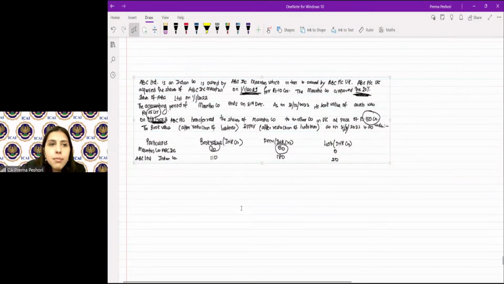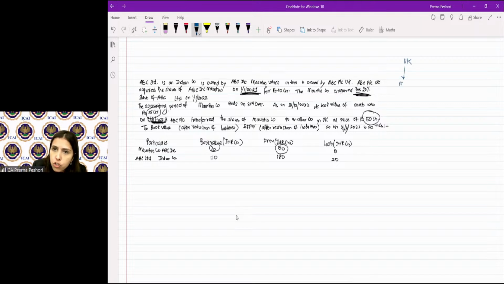Okay. ABC Limited is an Indian company, owned by ABC Inc. Mauritius, which is in turn owned by ABC PLC UK. The UK company acquired the shares of the Mauritius company on 1st January 2021 for rupees 10 crore. The Mauritius company acquired 20% of the shares of the Indian company on 1st January 2022. So basically, the UK company is holding the Mauritius company, and Mauritius is holding the Indian company, but only a 20% stake.